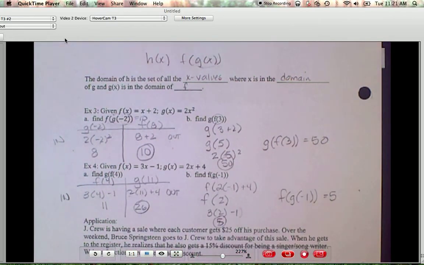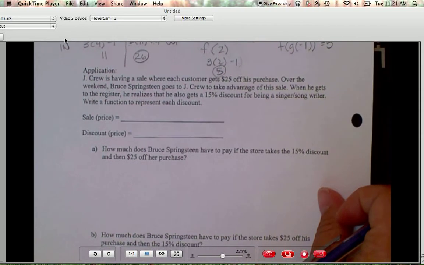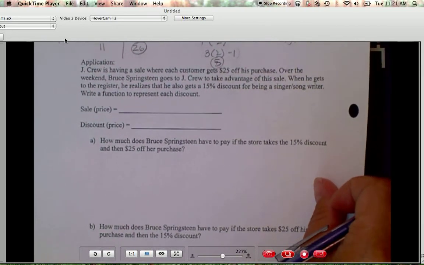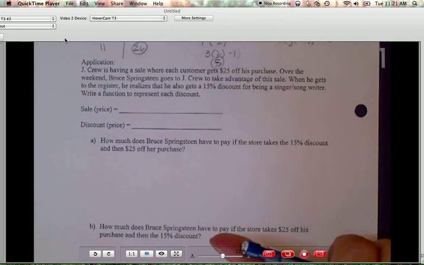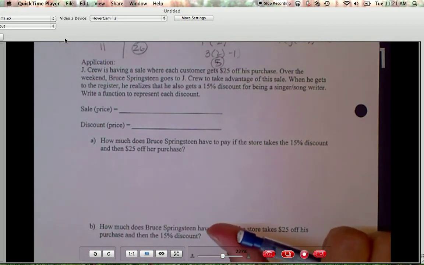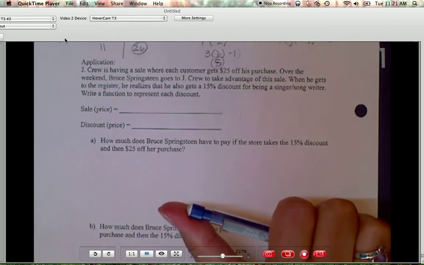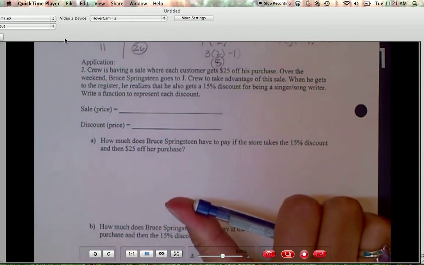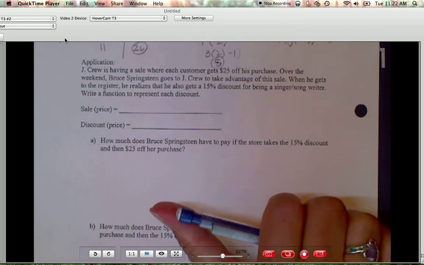We can also use this to apply to a word problem. So this example says J. Crew is having a sale where each customer gets $25 off his or her purchase. Over the weekend, Bruce Springsteen goes to J. Crew to take advantage of the sale. When he gets to the register, he realizes that he also gets a 15% discount for being a singer-songwriter. Write a function to represent each discount.